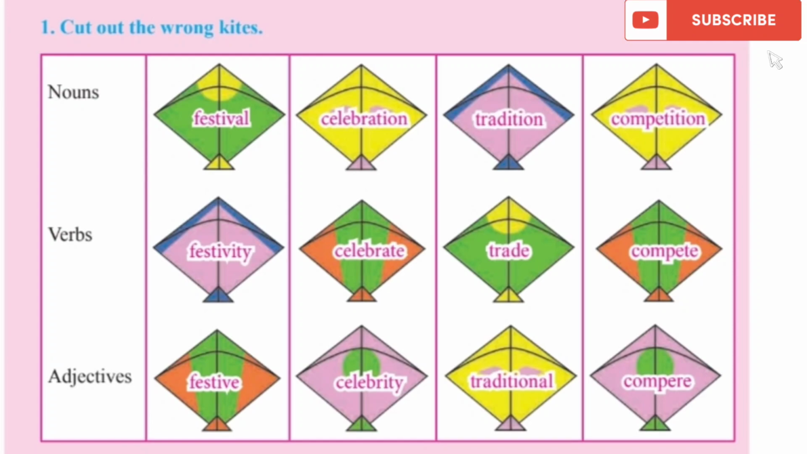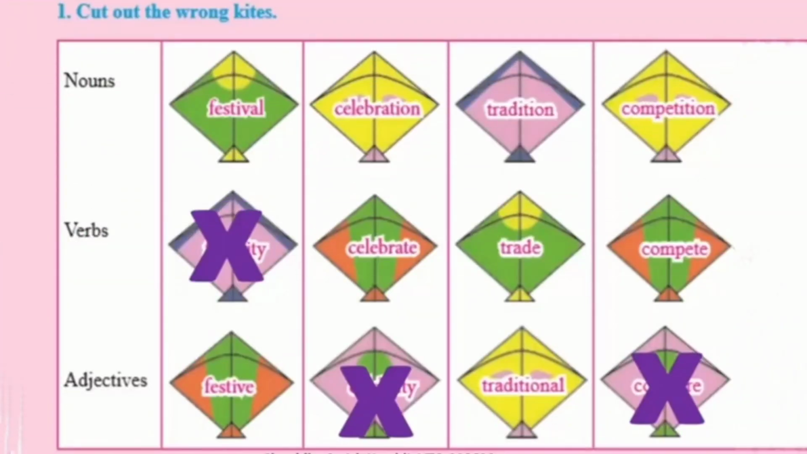So according to the noun, verb and adjective, we have cancelled the kites, where we can check out the nouns are all correct. In verb, festivity is the wrong kite and in adjective, celebrity and compare. Let us check out the chart. Here, as I have said, in verb and in adjective you can see the wrong kites.